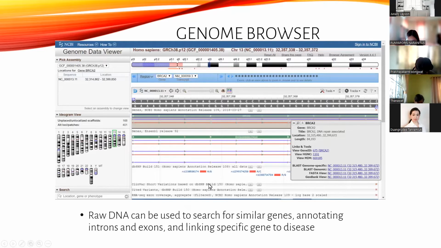For the genome browser, there are various genome browsers available, like this one from NCBI, the Genome Data Viewer. Raw DNA can be used to search for genes or for annotating introns and exons and for linking specific genes to disease. So when you open the genome browser, there will be several panels for you to zoom in and out at various levels. And when you go to the gene level, you can look at them in detail, the letters inside, and you can analyze them. So normally the format that you use is the FASTA.